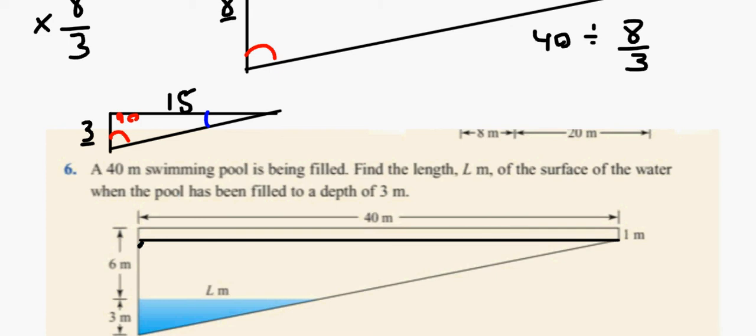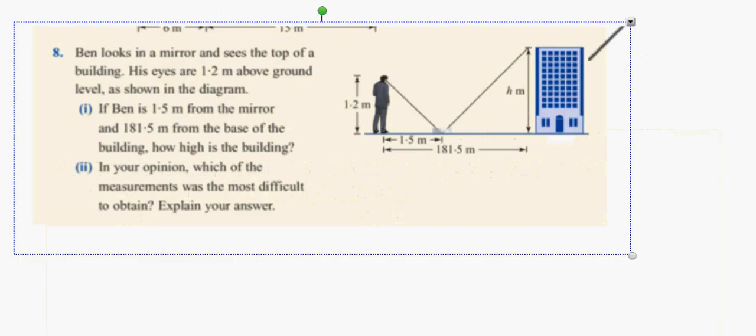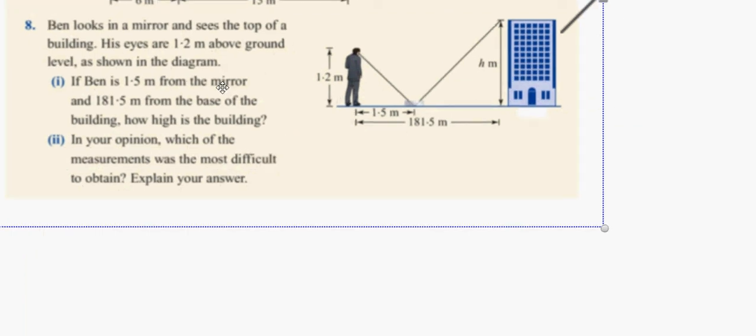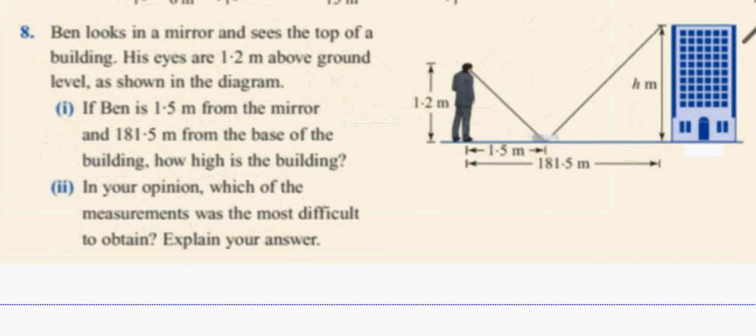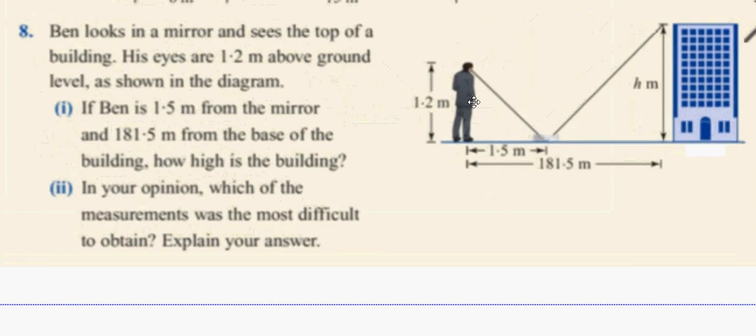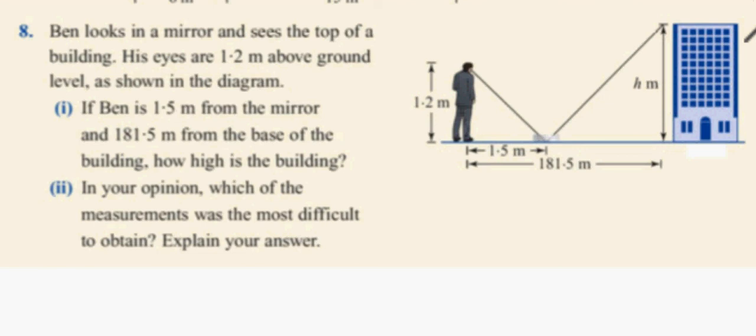Alright guys, question 8. So Ben looks at a mirror and sees the top of a building. His eyes are 1.2 meters above the ground level as shown. Now what you guys might not be familiar with is that this angle here, this blue angle, is the same as light gets reflected at the same angle.